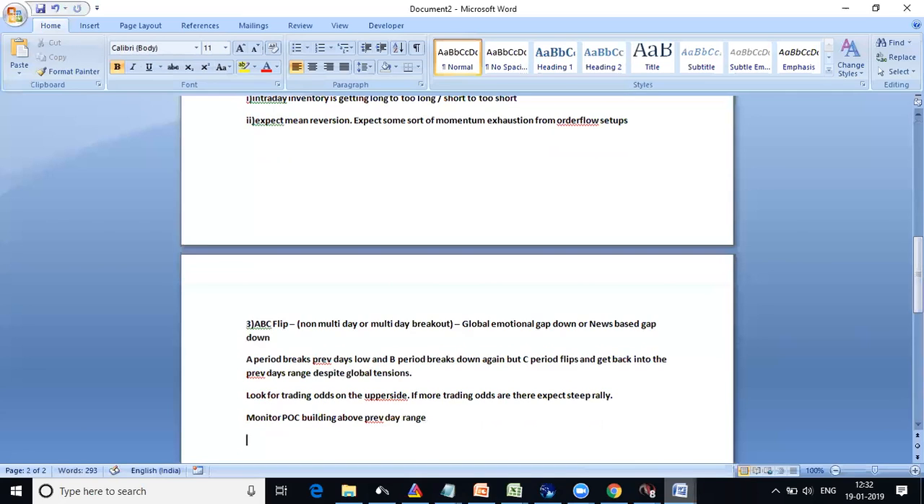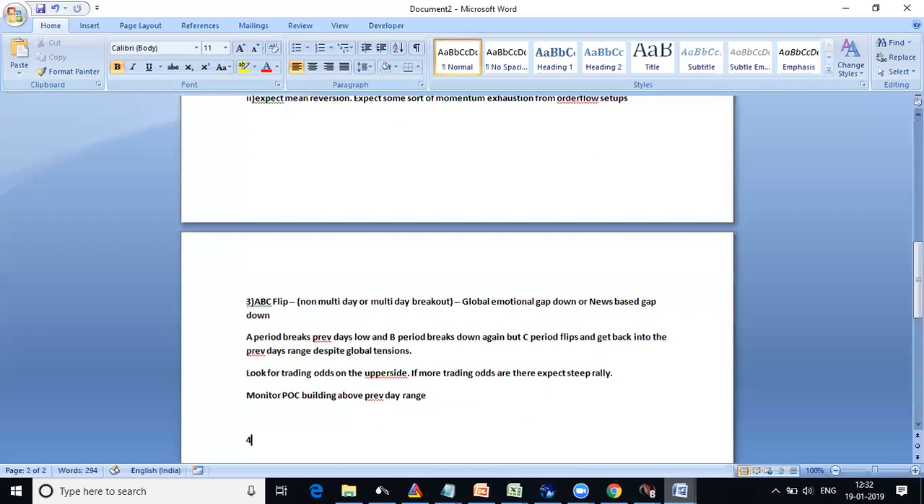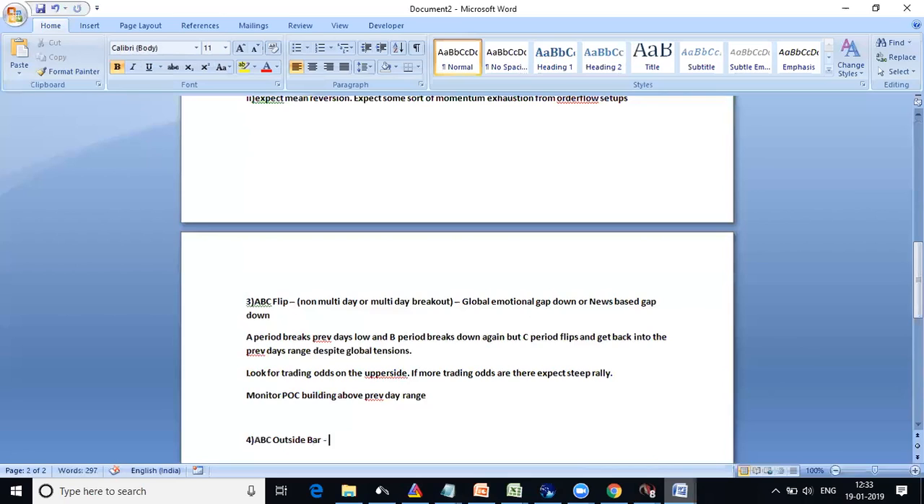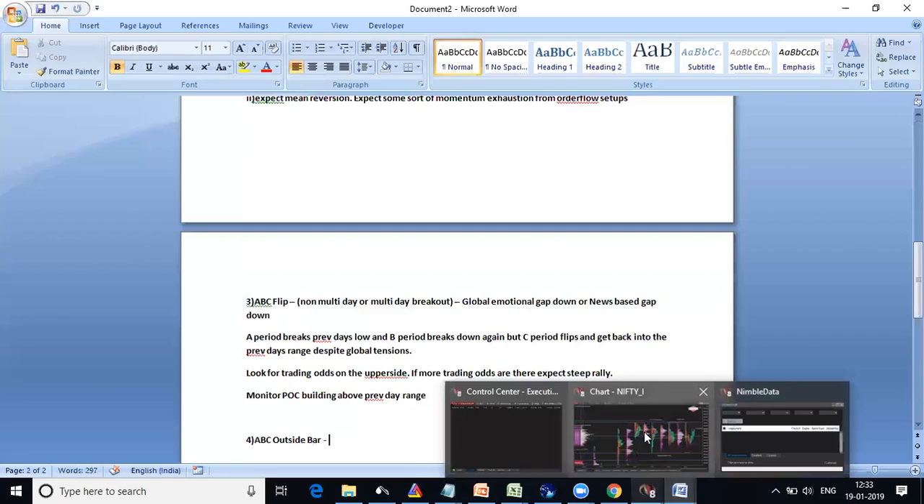Next comes continuation patterns. So this is the ABC outside bar. It's called an ABC outside bar. Rajendra? Yes. You said A period breaks previous day low. Whether it breaks previous day low or A period opens at yesterday's low, either way it is fine. Either way, it is because of global tensions.